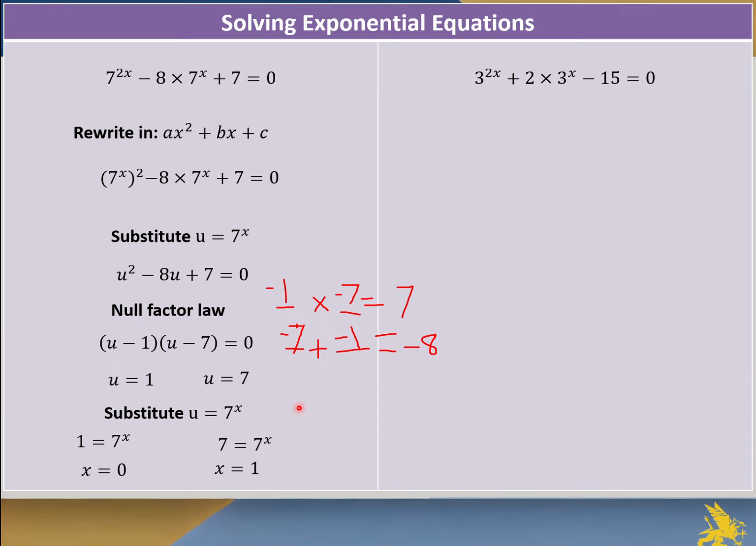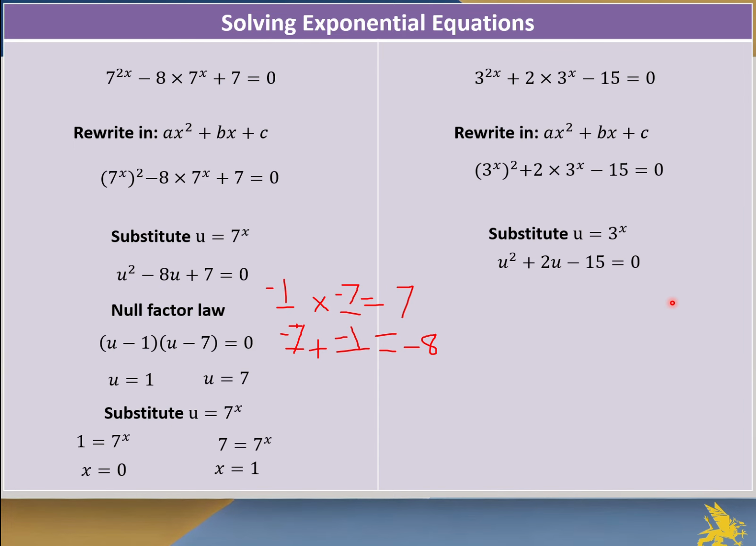If we do this again for 3 to the power of 2x plus 2 times 3 to the power of x, take away 15, the first thing I'm going to do again is rewrite it in that form. So that means I've just gone 3 to the power of x in brackets squared plus 2 times 3 to the power of x, take away 15 is equal to 0. So the first thing I'm going to do now is again substitute u in as 3 to the power of x and get it into a simpler form.